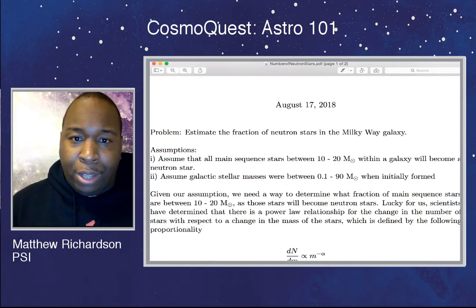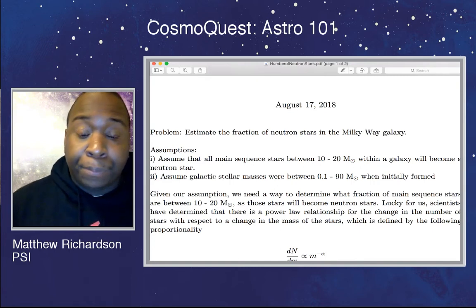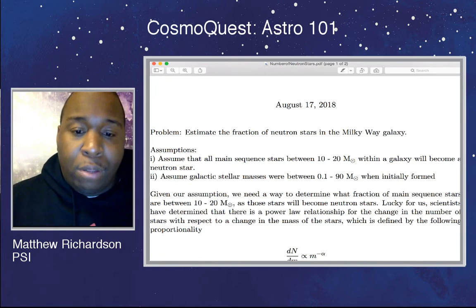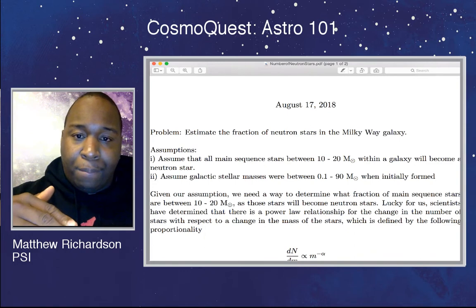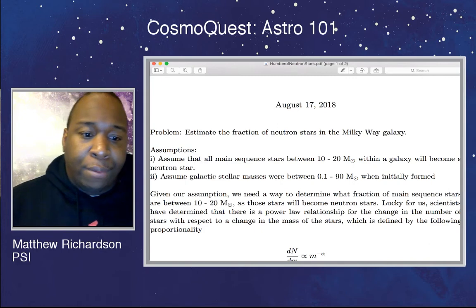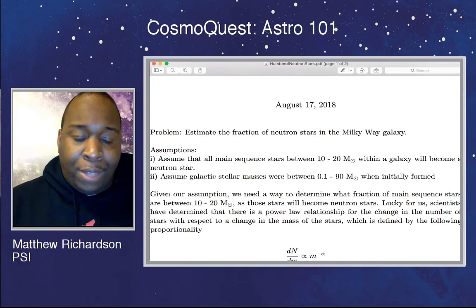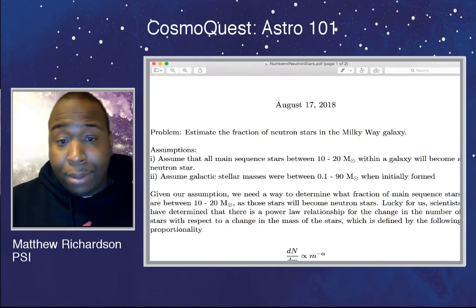I know that once you get above 20 solar masses, I can't remember exactly where, but somewhere within the 20-ish solar mass range, you can begin to produce black holes. So 20 solar masses should definitely produce a neutron star. So I'm using that particular population of main sequence stars with my calculation. And the second assumption I've stated here is that all galactic main sequence stars are somewhere within the range of 0.1 solar masses to roughly 90 solar masses when they're initially formed.